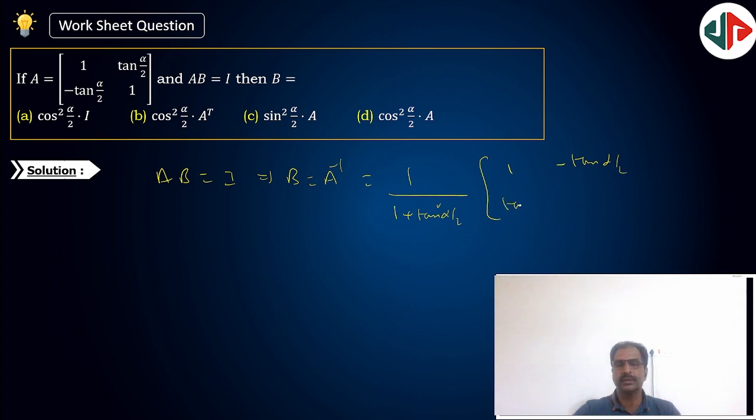minus C, A. 1 plus tan square is secant square. 1 by secant square is cos square. So this is cos square alpha by 2. But what is this? This is A transpose. So this matrix is the transpose of the given matrix. So the answer is cos square alpha by 2 into A transpose. Option B.